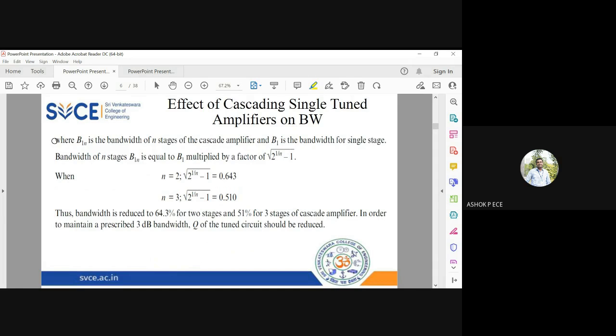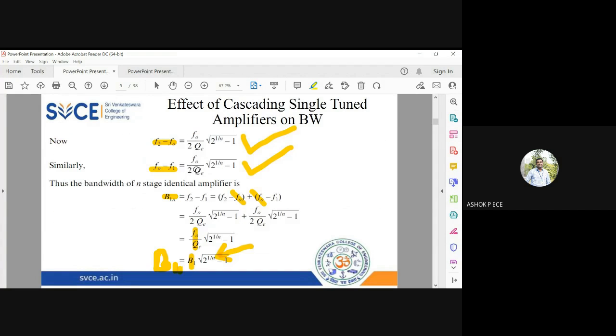So B1n is the bandwidth of n stages of the cascade amplifier, and B1 is the bandwidth of a single stage, multiplied by this scaling factor, root of 2 power 1 by n, minus 1. When you put n equal to 1 here, you get root of 2 power 1 by 1, minus 1, or root of 2 minus 1, which equals 1.